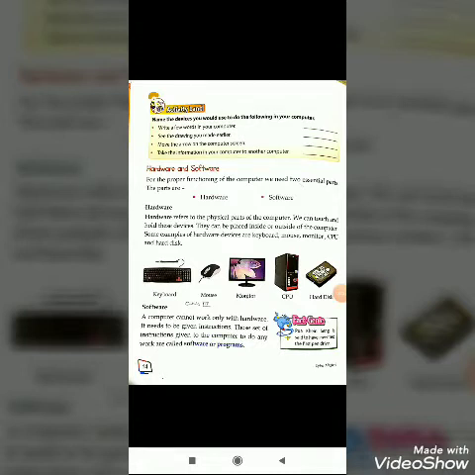Now next one is software. A computer cannot work only with hardware. It needs to be given instructions, and those sets of instructions given to the computer to do any work are called software or program.